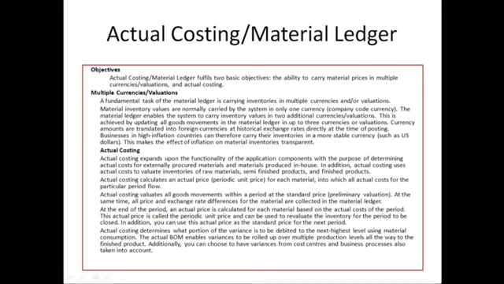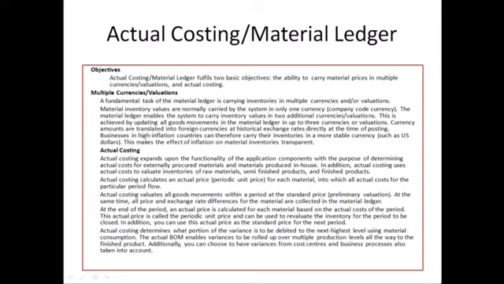Now, actual costing is the functionality of the application component with the purpose of determining actual cost for externally procured materials and materials produced in-house. In addition, actual costing uses actual cost to evaluate inventory of raw materials, semi-finished products, and finished products. Actual costing calculates an actual price, which is a periodic unit price for each material into which all actual costs for the particular period flow.